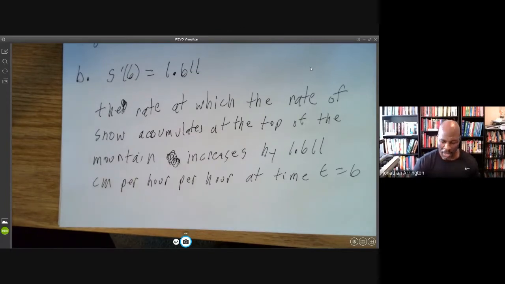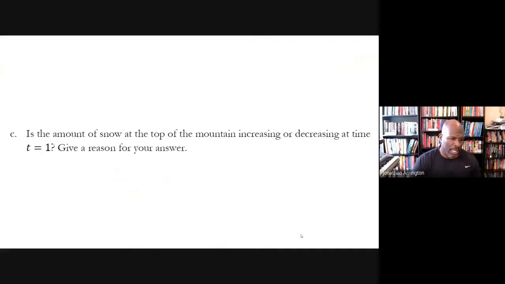Okay, let's look at the next problem. All right, problem C. It asks, is the amount of snow at the top of the mountain increasing or decreasing at time t equals 1? Give a reason for your answer.